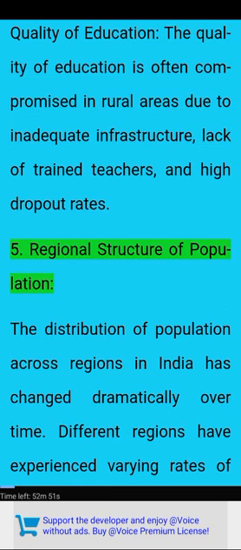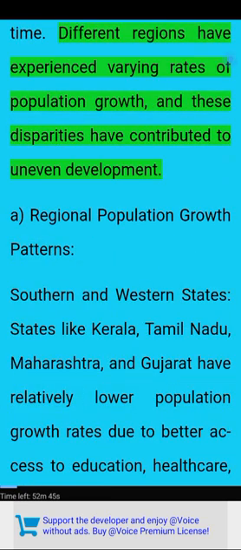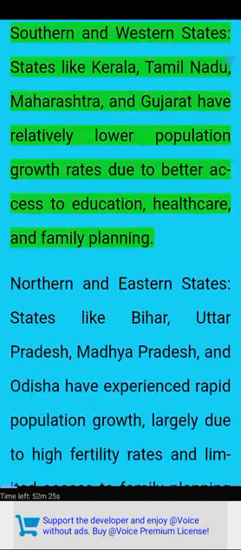5. Regional structure of population. The distribution of population across regions in India has changed dramatically over time. Different regions have experienced varying rates of population growth, and these disparities have contributed to uneven development. Regional population growth patterns. Southern and western states, states like Kerala, Tamil Nadu, Maharashtra, and Gujarat have relatively lower population growth rates due to better access to education, healthcare, and family planning.